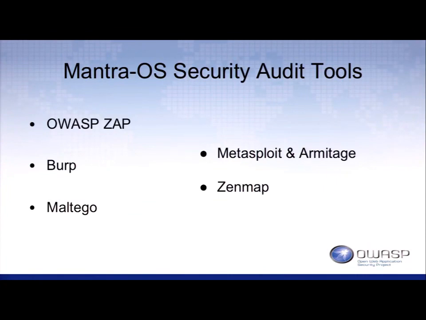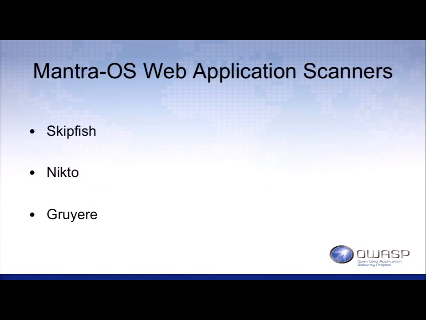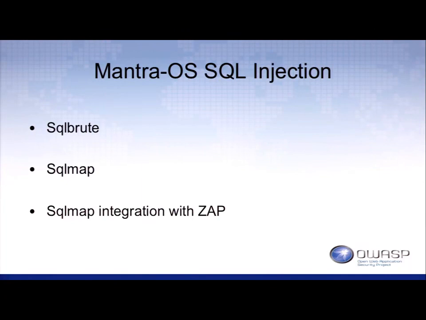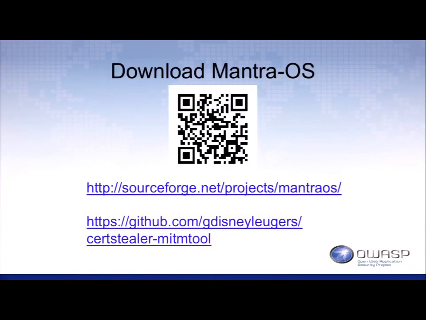The audit tools are ZAP, BURP, Maltego, Metasploit, Armitage, and Zenmap. They are all part of the WTE repository. We also use Ettercap and Wireshark for our PCAPs. Our scanners are Skipfish, Nikto, Grendel-Scan, and our SQL injection tools, SQL Brute and SQLMap. SQLMap is actually integrated with ZAP, so when you're running your active scans, it actually uses SQLMap, and Maltego for intel collection. This is the download.